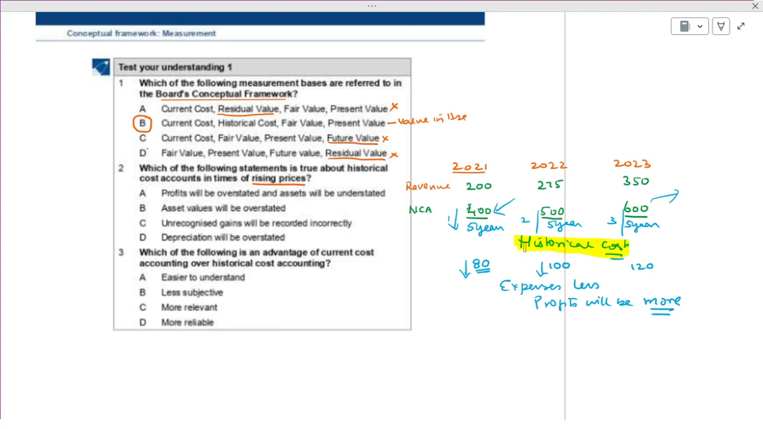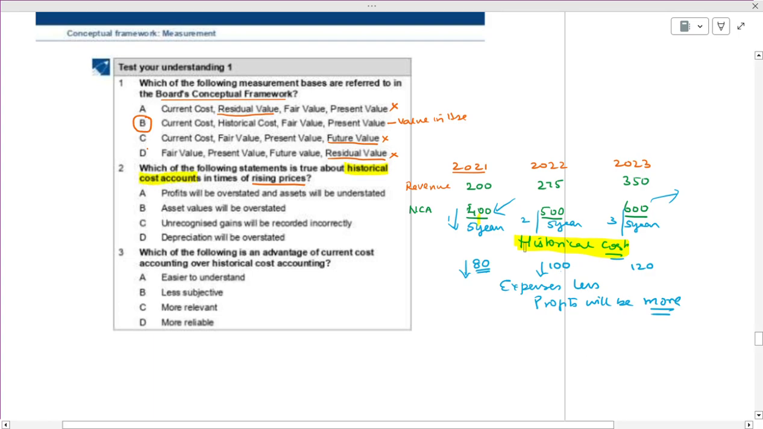When you are using historical cost, we calculate depreciation also on historical cost. When you calculate depreciation on historical cost, in one case you are showing less expenses, depreciation, and in one case you are showing more expenses. On one side we are showing assets less, on one side we are showing profits more. We are not making them equal. That is the basic concept of historical cost accounting.